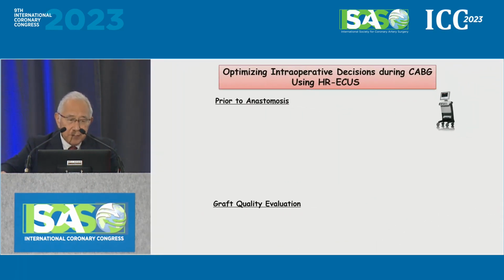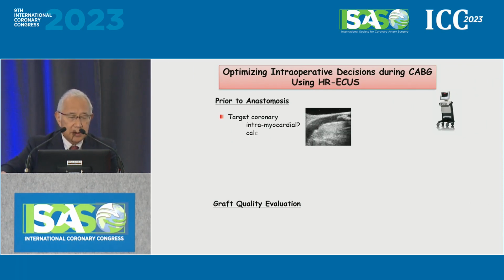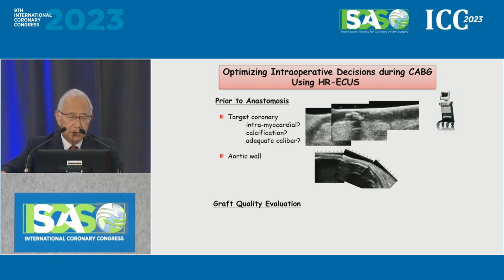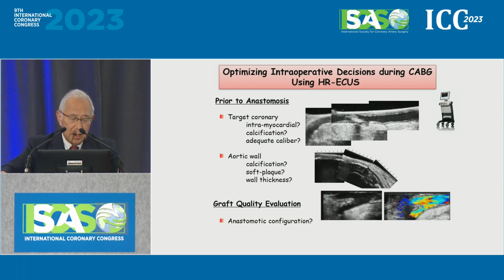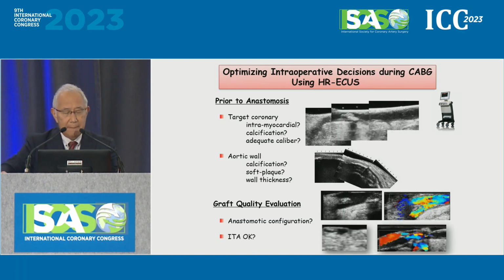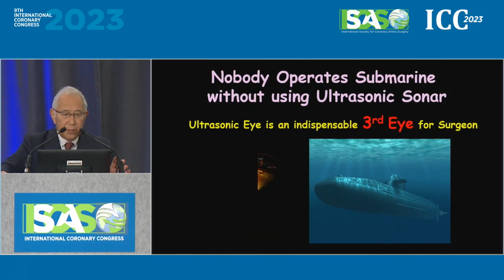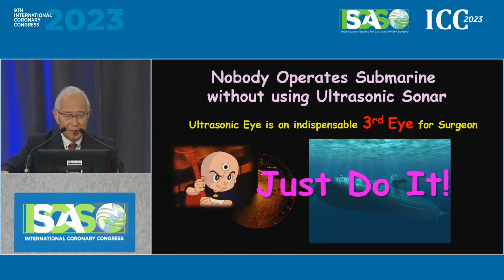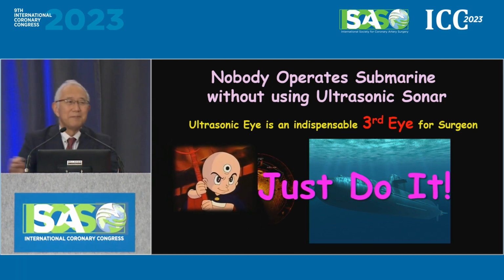So prior to anastomosis: the target coronary artery, whether intramyocardial, where is the calcification, whether the caliber is adequate or not; the aortic wall, calcification or not, soft plaque or not; how about wall thickness? Anastomotic findings, is that okay? So nobody operates a submarine without using ultrasonic sonar. Ultrasonic eye is an indispensable third eye for a surgeon. Let's do it. Thank you very much.